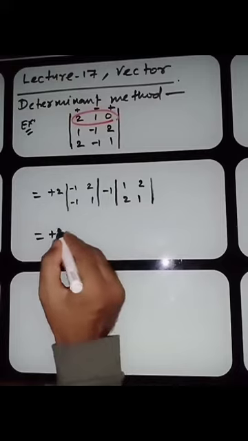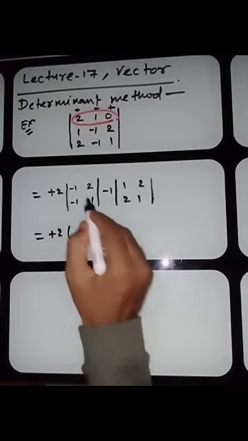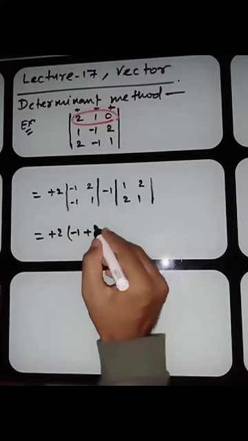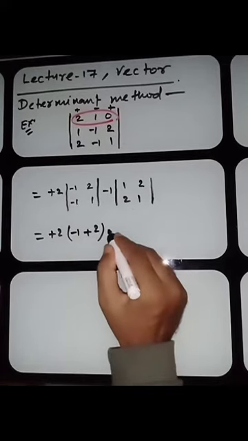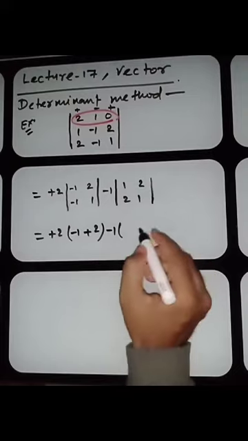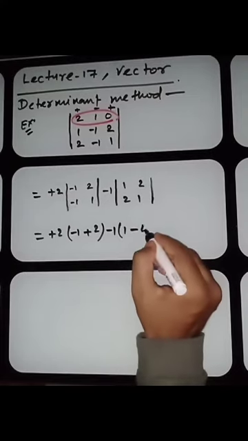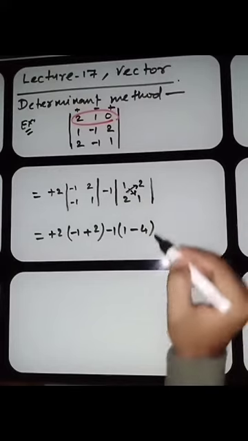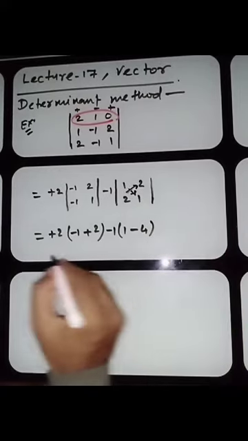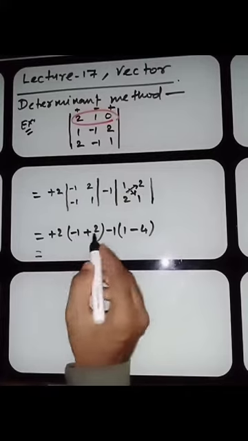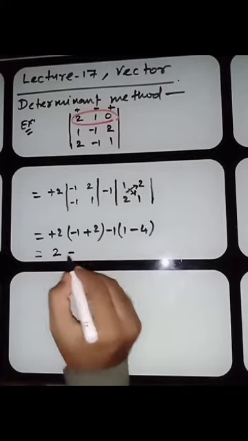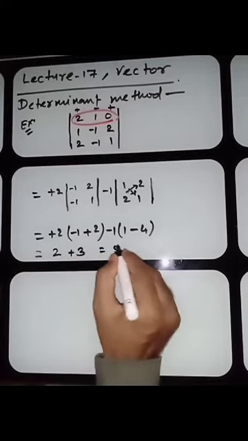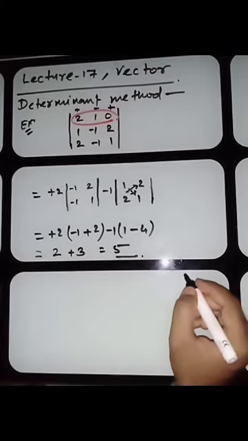Plus 2. Here cross multiplication for this one: minus 1 and minus 2 minus 1, that is minus plus, here the minus 1. Now 1 minus 4. How am I doing the cross multiplication? First this one and then this one. Now the answer: this is 1 into 2, minus, it is minus 3. So the plus 3 and it is 5. All right, this is my answer.